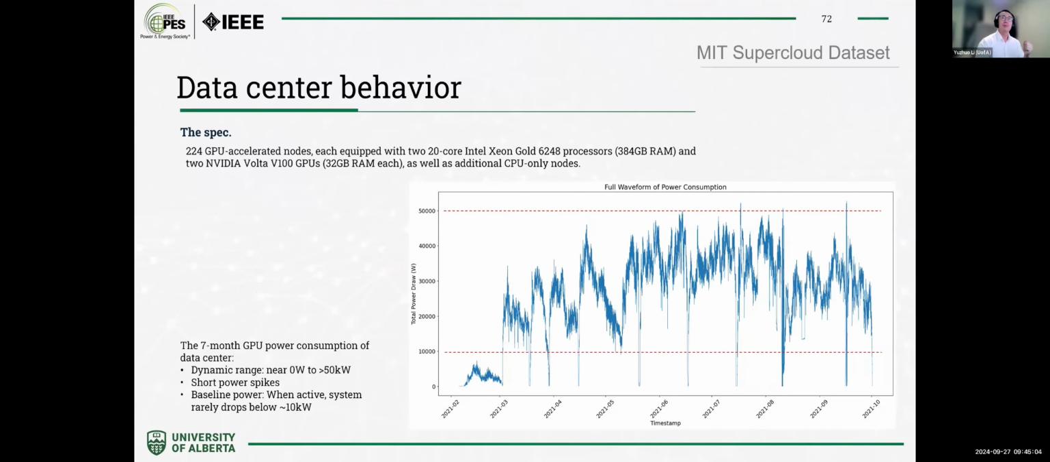So here is the data center behavior, which we summarize in this figure. As we can see, the 7 months of GPU consumption is very dynamic. It is hard to conclude any periodic patterns inside. The dynamic range can go from 0 to above 50 kilowatts, and there are a lot of power spikes. Also, once the GPU or the cluster is activated, the power consumption is normally above 10 kilowatts.